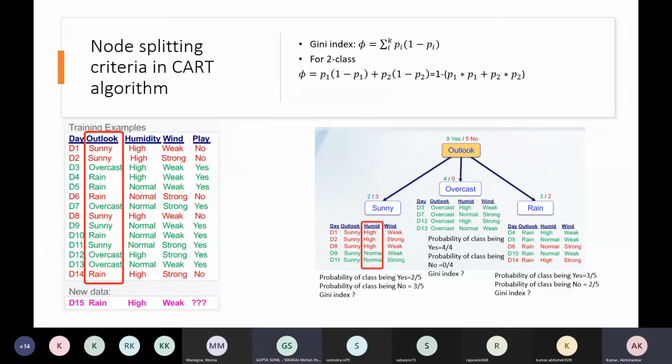If you plot the Gini index versus P1, you will see that this is nothing but a semi-sphere, not a semi-sphere, what you call the ellipse. Yes, it will be an ellipse, correct.